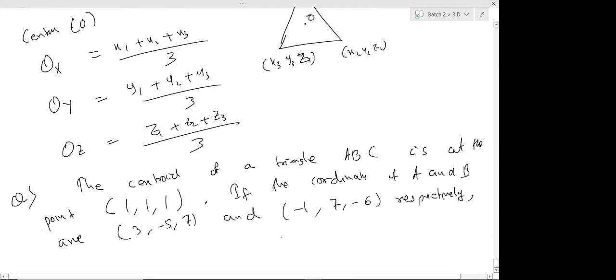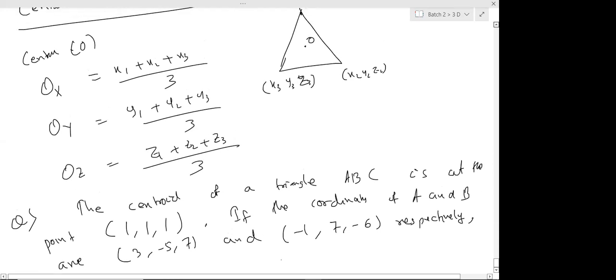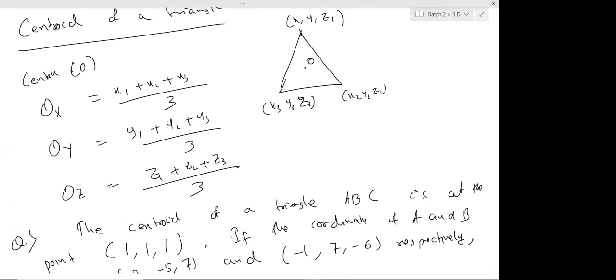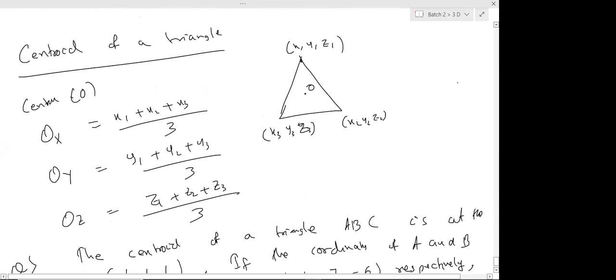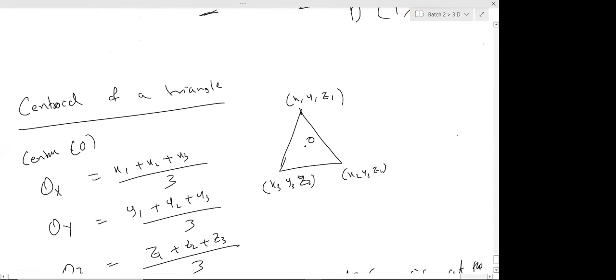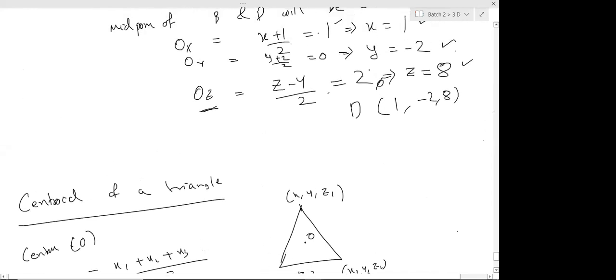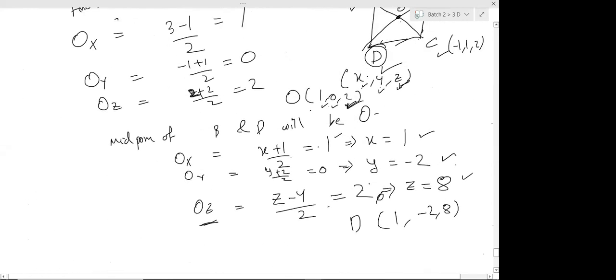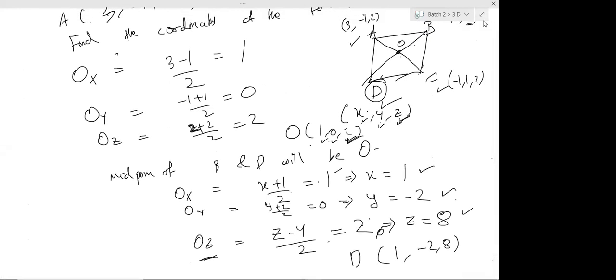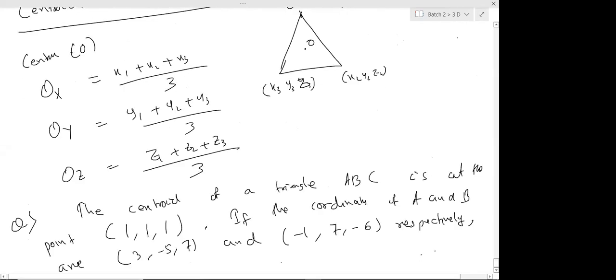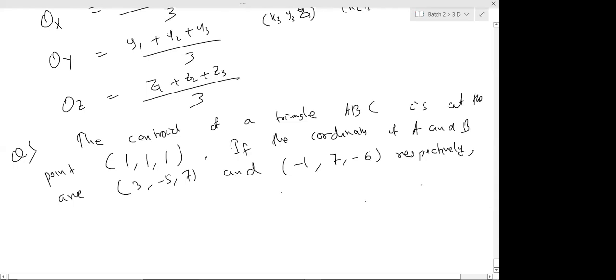Sir, can you scroll up for a second? Is it okay, Rahman? Sir, a bit up. You need to see the previous question. Yes. All right. Okay, sir. Done. Okay. Respectively, find the coordinates of the point C.